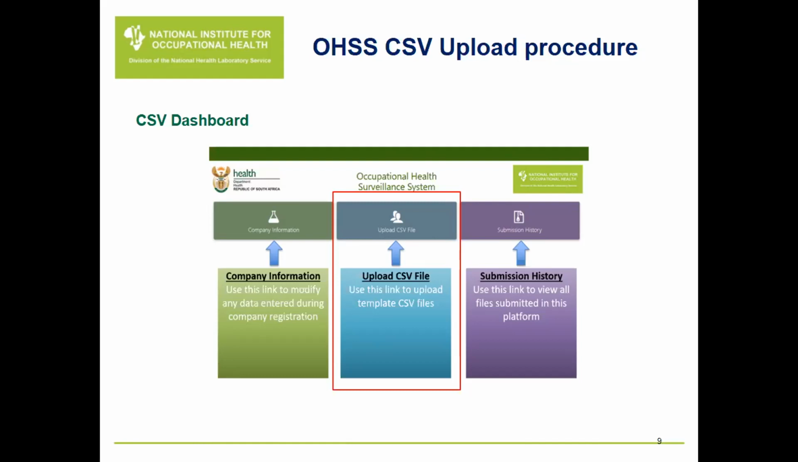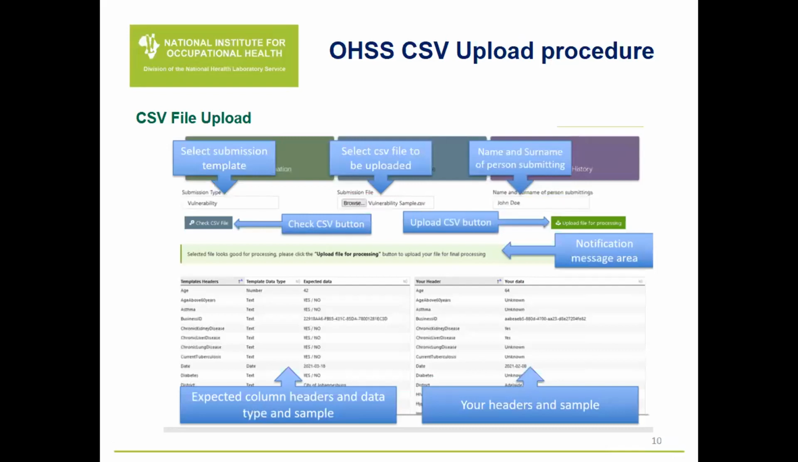And then you click on upload CSV. This is when you want to upload your files. You click there and it will take you to the screen. Then you click on submission type. This is where you will select the type of template that you want to upload. For example, if you're uploading your vulnerability data, you will select vulnerability. Then you click on browse to select the file that you want to upload.